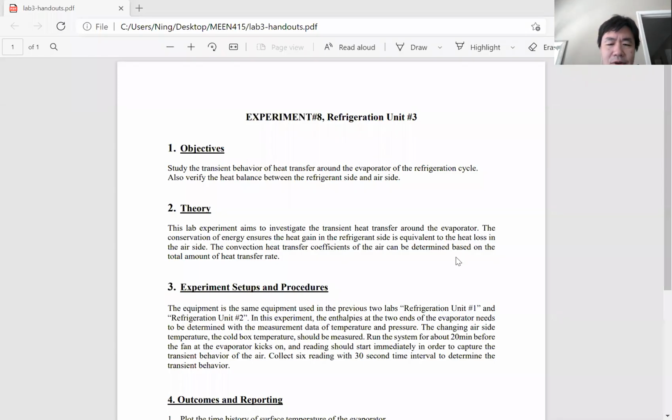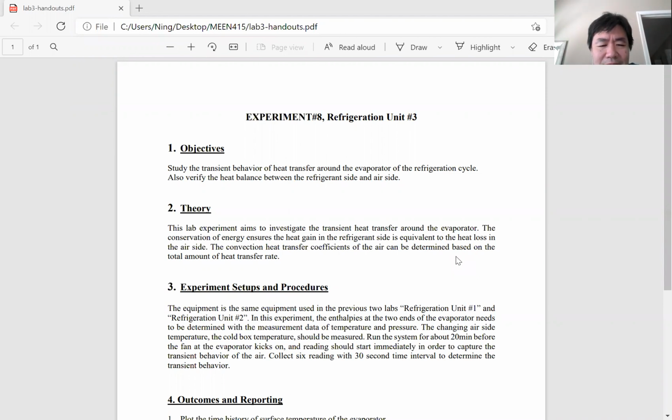First of all, let me switch my window to the handouts. They're the new handouts, lab 3 handouts. I will post them in Moodle. Let me share the screen. Okay, here it is. This is the handout. This is experiment number 3 for the refrigeration unit.